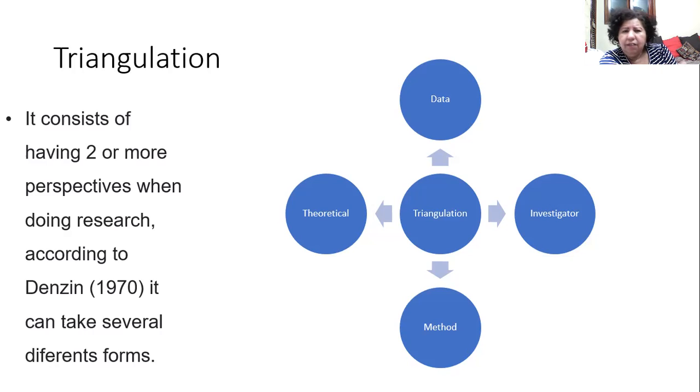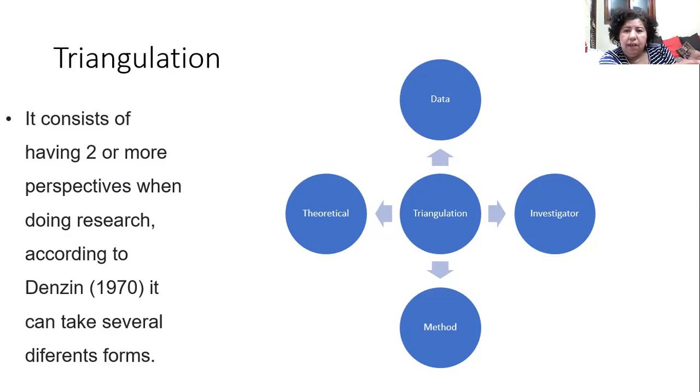Okay, then in theoretical triangulation, it means also that when we are going to collect all this document, we can use different points of view to try to better understand and to draw conclusions.